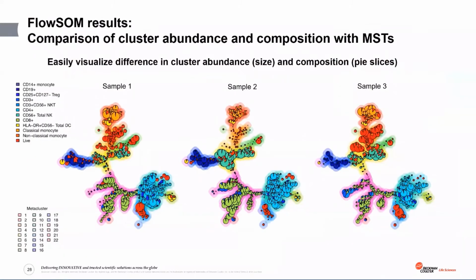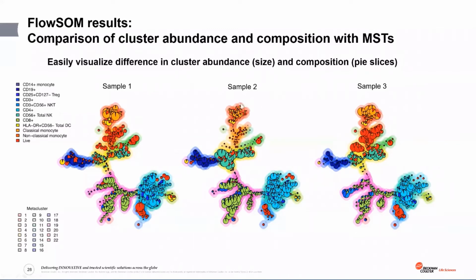Here's how we could do that visually with the downloaded population pie chart minimum spanning trees. Across samples, from sample 1 to sample 2 to sample 3, we can see how there's differences in cluster abundance as reflected by the size of the pies, as well as composition of the pies that correspond to the different manually gated populations. So we can do this visually right here. There's some differences that can jump out at us right away.